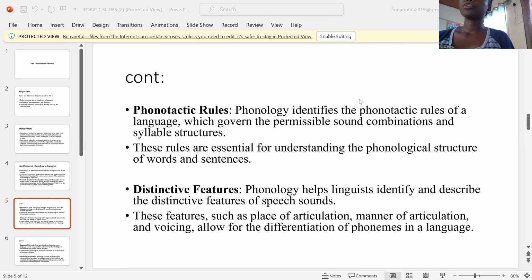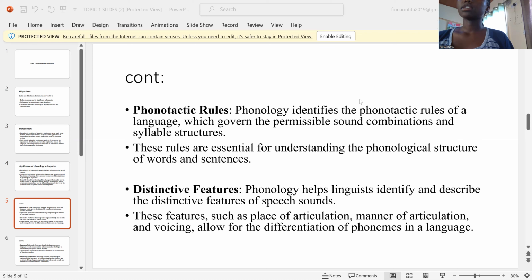Secondly, we have phonotactic rules. Phonology identifies the phonotactic rules of a language, which govern the permissible sound combinations and syllable structures. These rules are essential for understanding the phonological structure of words and sentences.